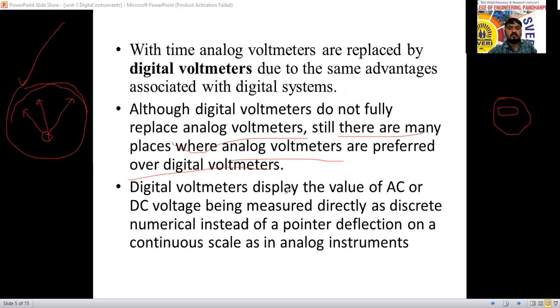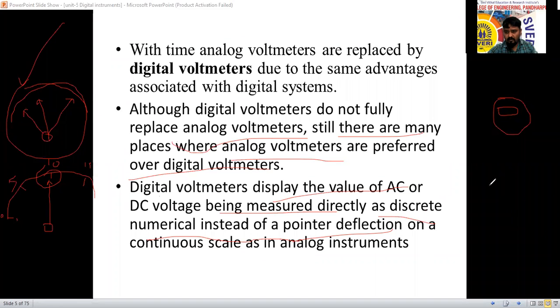So digital voltmeters display the value of AC or DC voltage being measured directly as a discrete number, instead of pointer deflection on a continuous scale as in analog. Suppose I have applied 10 volts. Just think this is 0, this is 5, this is 10, and this one you can consider as 15. If it is analog, the pointer is going to move like this. It may not show exactly, it may show exactly also, but some difference is there. The 10 volts we have to measure.